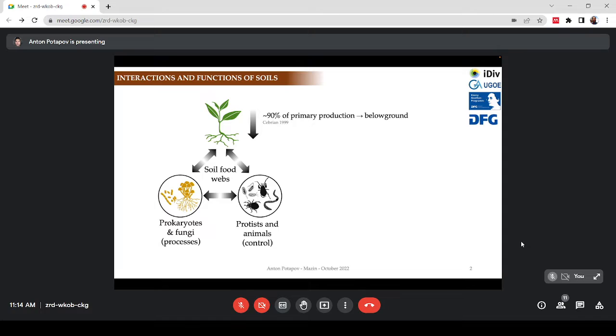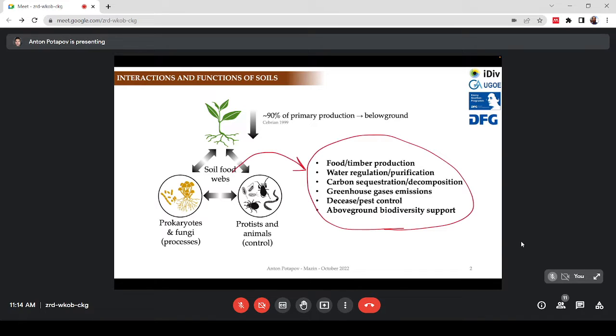So plants supply resources that fuel below ground life, and this life is very complex. Depending on these interactions, we have vital functions and services delivered, such as food and timber production, water regulation and purification, carbon sequestration, decomposition, greenhouse gases emission, pest control, and of course above ground biodiversity support. So basically, with understanding of these interactions, we can have a closer understanding of the ecosystem functioning that is driven by soil biota.